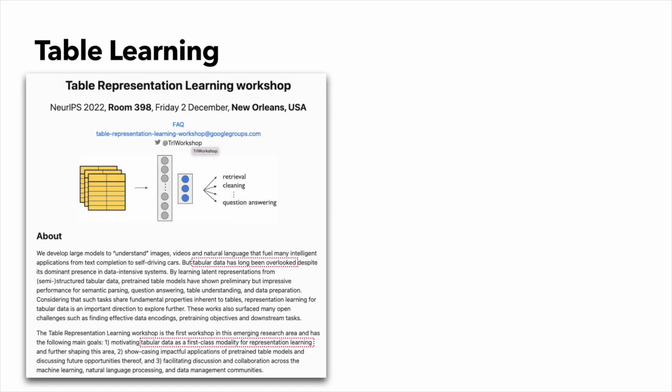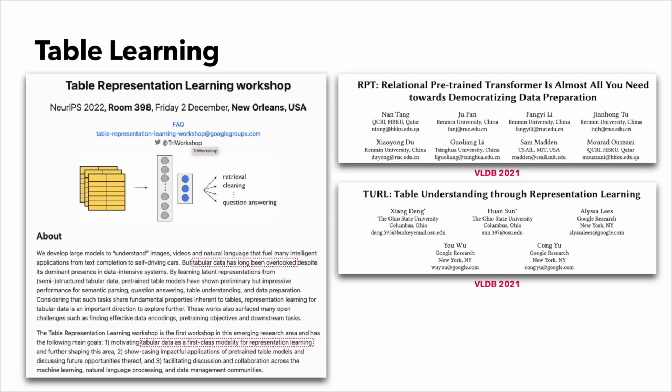This is a workshop from the machine learning community. Basically, they have put a lot of effort into learning on computer vision, text, and even self-driving cars, but the problem of table learning has long been overlooked. Table learning is so important that they want to say, hey, people from the machine learning community should work on how to better learn tables with specialized modules. And from our community at VLDB 2021, we have 2 papers talking about how to use transformer-based models to learn tables.